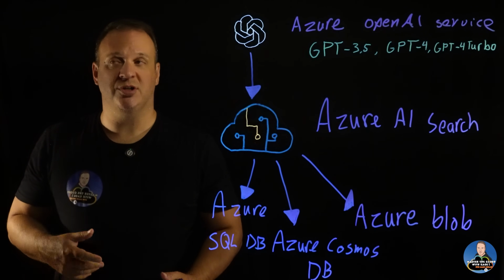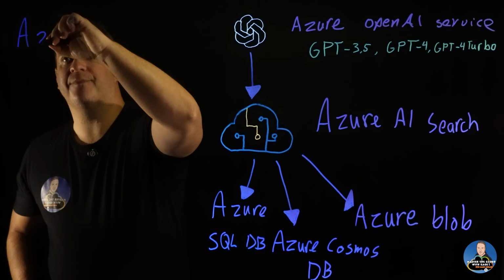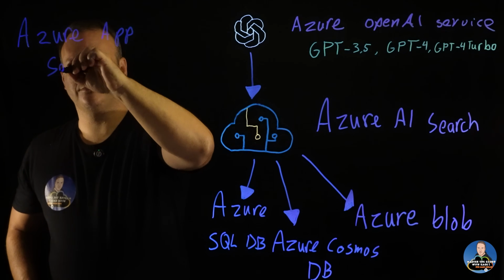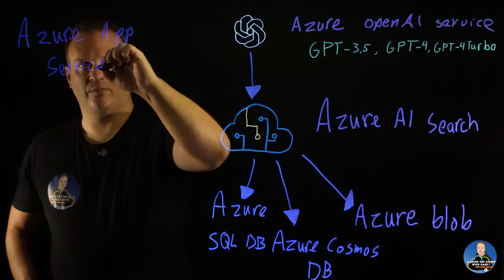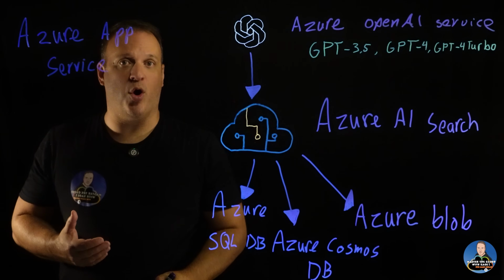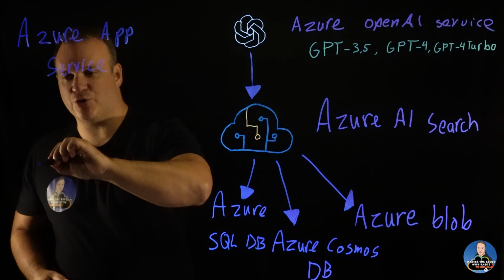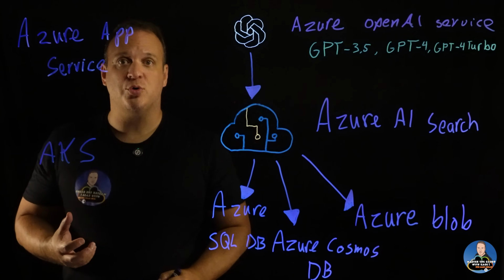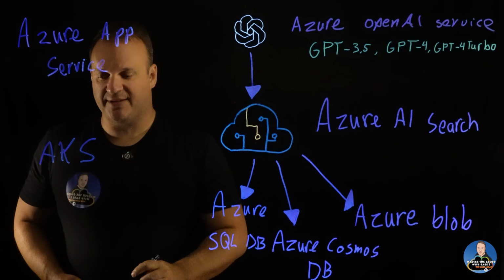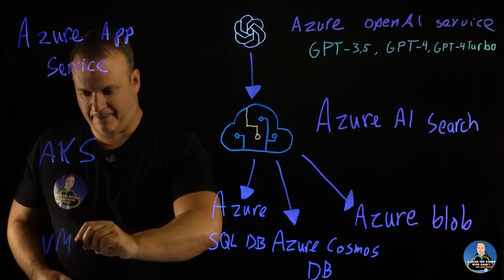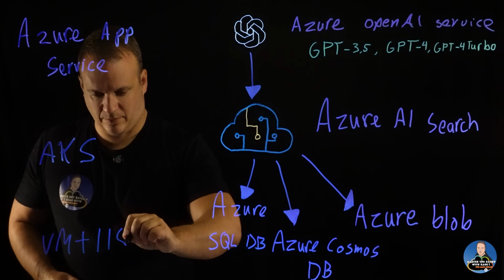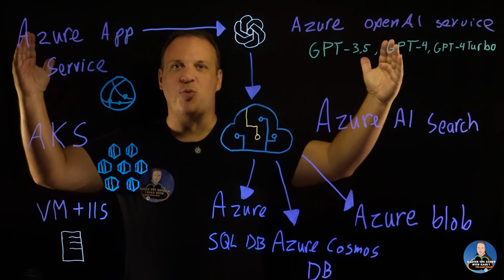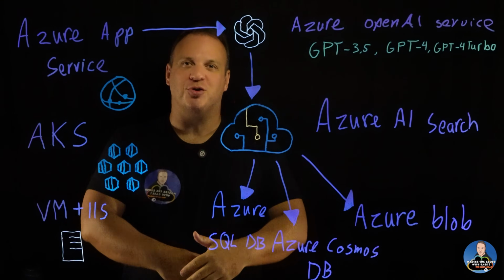So among the choices, we have Azure App Service. We can also have a container orchestrator solution like Azure Kubernetes Service. Or we could also have a virtual machine with IIS installed on it. So any of these solutions would work. And there we have it. This is our solution architecture.